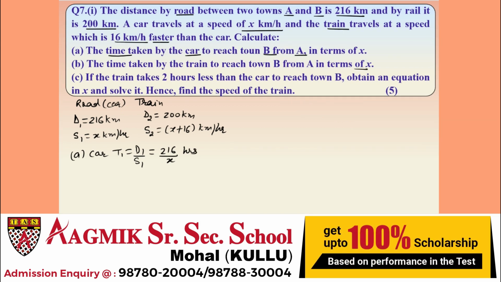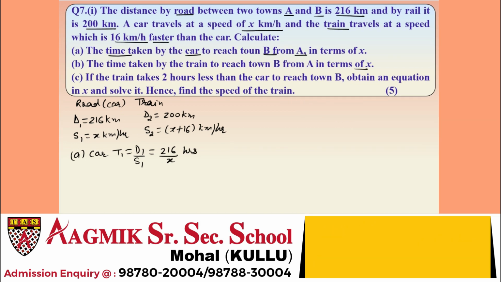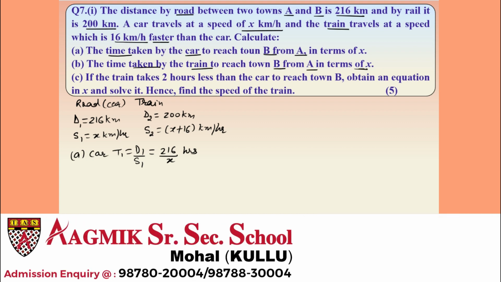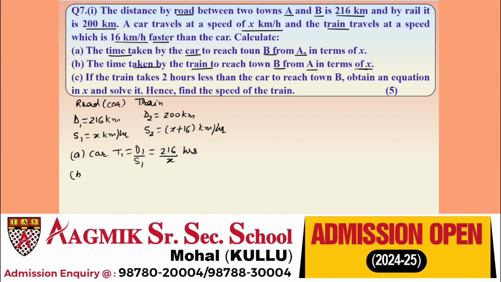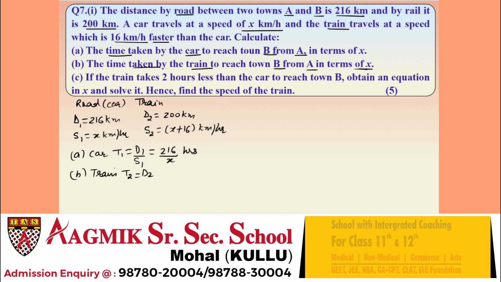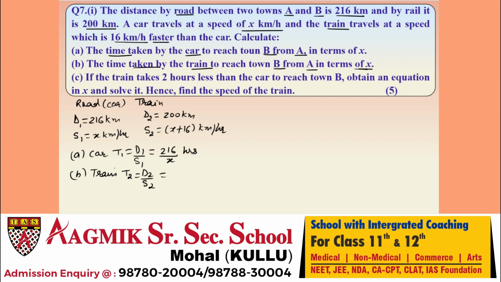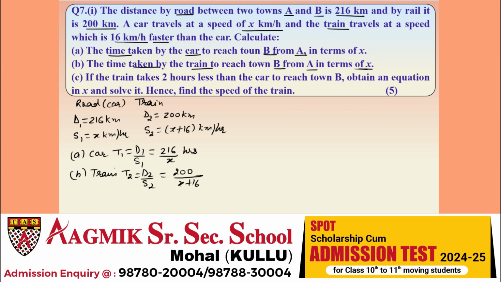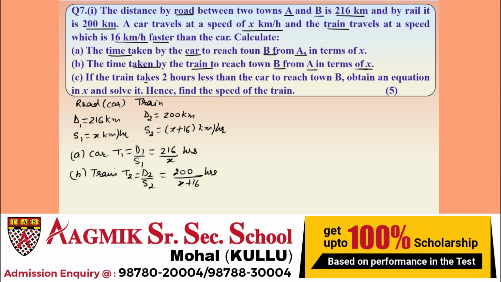Now have a look at part B. Part B is the time taken by train to reach town B from A in terms of x. So in B part we are talking about train. So the time taken T2 will be equal to D2 divided by S2. Now D2 is 200 and S2 is x plus 16. So these many hours.